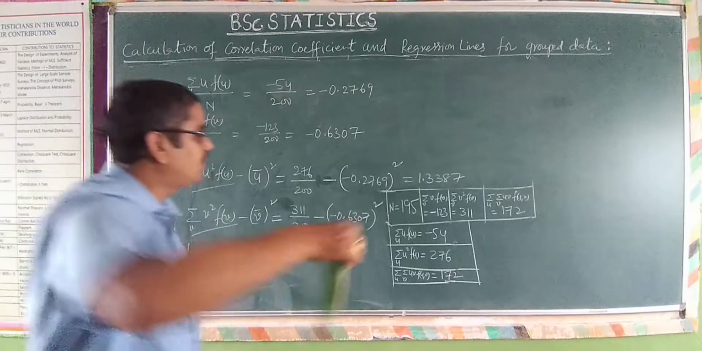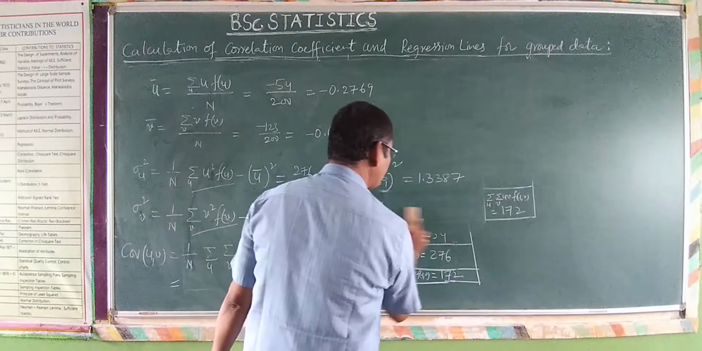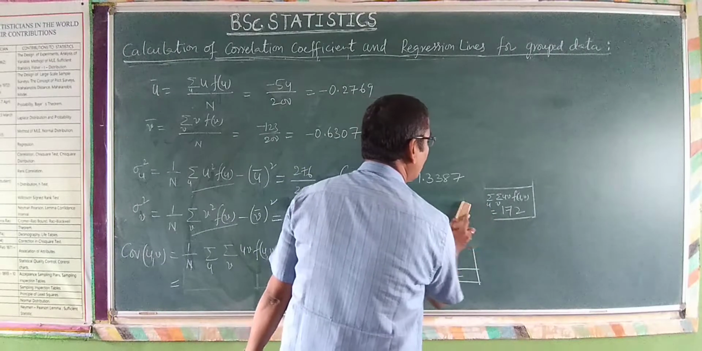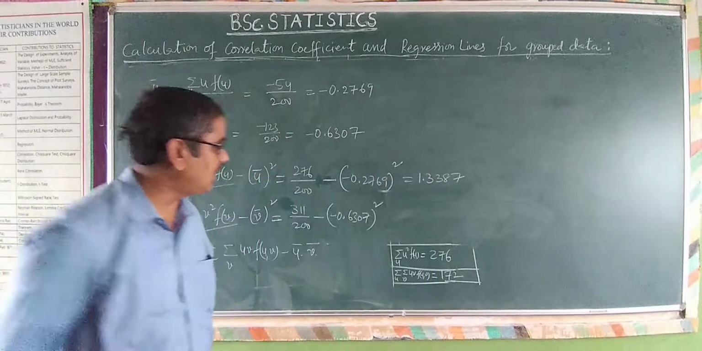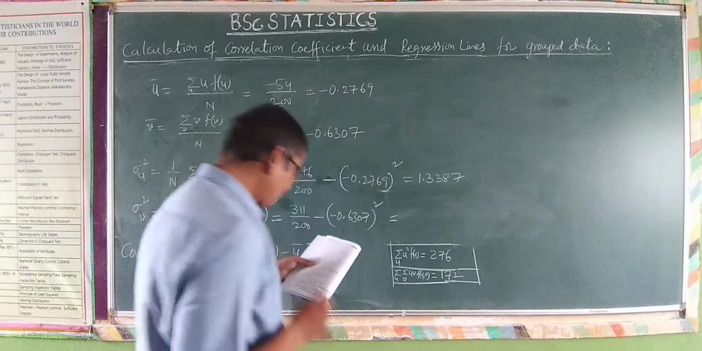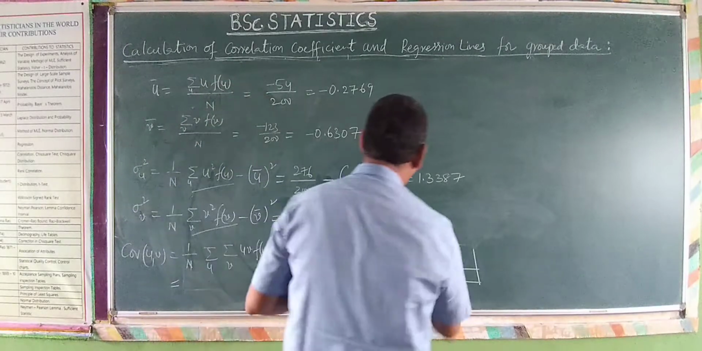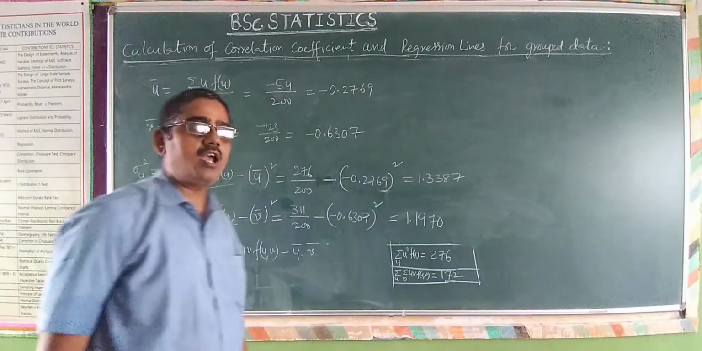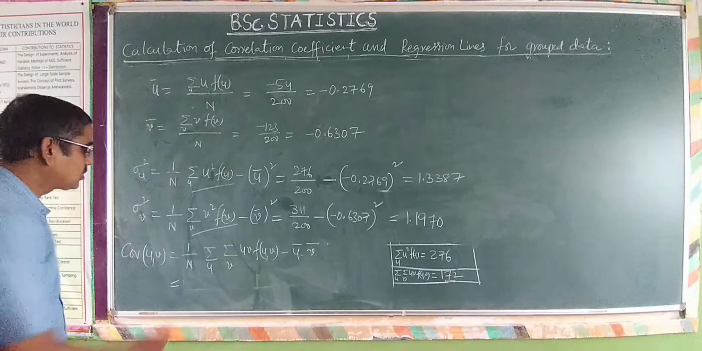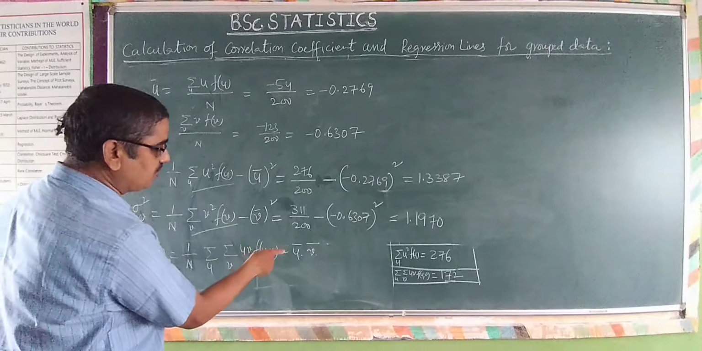I write the value here, and I erase all the values which we have discovered. So therefore I am erasing the values, and then it is equivalent to V. This is the value of sigma square V. It is 1.1970.